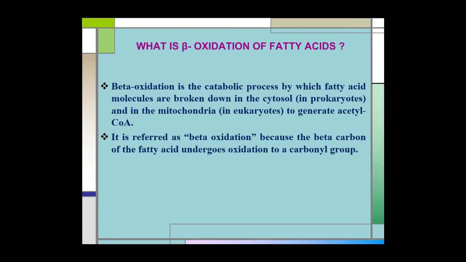Beta oxidation is the catabolic process by which fatty acid molecules are broken down to acetyl coenzyme A. This process occurs in the cytosol in prokaryotes and in mitochondria in eukaryotes. The process is referred to as beta oxidation because the beta carbon of the fatty acid undergoes oxidation to a carbonyl group.